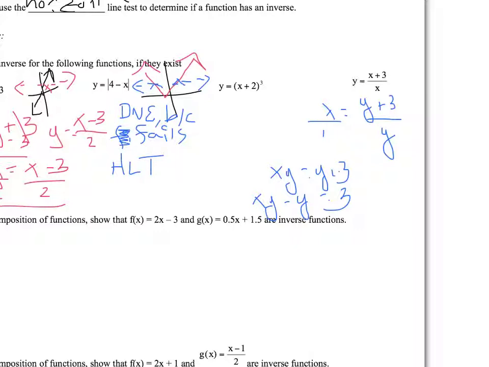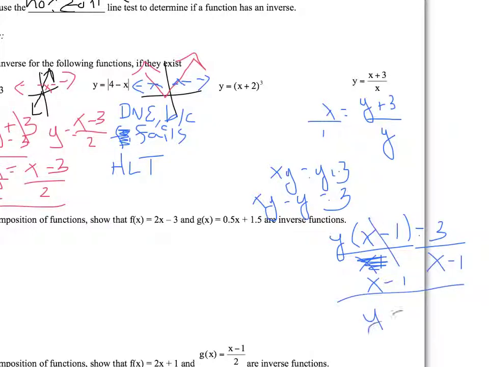Now, it might be difficult to see how I'm going to get that y by itself, but look what I can do. I can take out a GCF of y, and I'd be left with x minus 1 equals 3. And to solve for y, you divide by x minus 1. So you get y equals 3 over x minus 1. And that's the inverse.